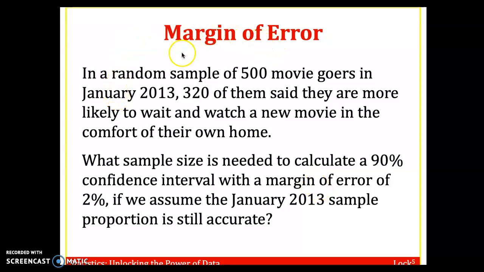On the last video, we hadn't quite finished this example. We're looking at a random sample of 500 moviegoers in 2013. 320 of them said they are more likely to wait and watch a new movie at home. So we were going through it to figure out what sample size we need in order to calculate a 90% confidence interval with a margin of error of 2%. And we're assuming the January 2013 proportion is still accurate.